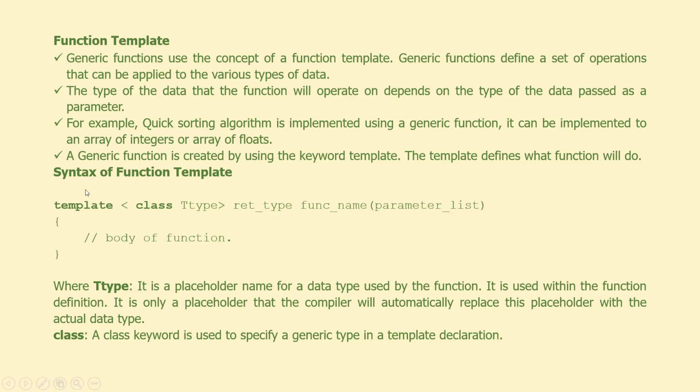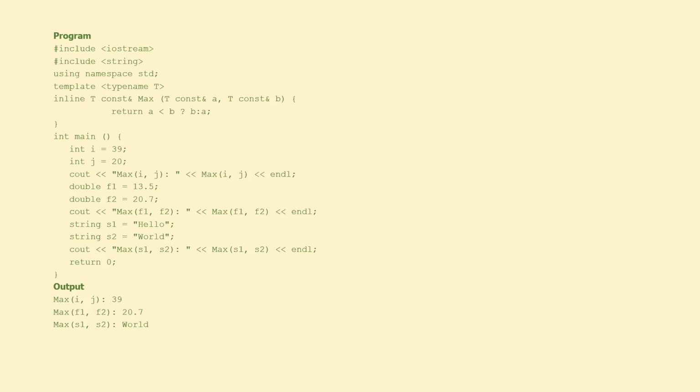Syntax for function template: template class, the template type, return type, function name, parameter list, then the body of the function. Here T is the type; it is a placeholder name for a data type used by the function. It is used within the function definition. It is only a placeholder that the compiler will automatically replace with the actual data type. The class keyword is used to specify a generic type in a template declaration. For function template, here is the example.